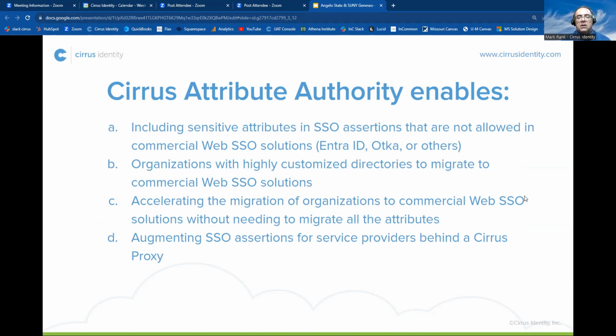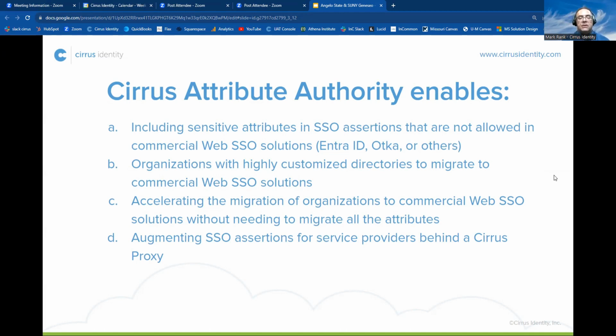As Deidre outlined, there are several use cases. One of them that's very common is there are sensitive attributes that you may want to assert to only specific service providers. And more importantly, you don't necessarily want them available in Entra ID or Okta or the other directories for general consumption. There are also organizations that have highly customized their directories, and they find when they're moving to Entra ID, Okta, or some of the other options, they can't get all their custom attributes presented there.